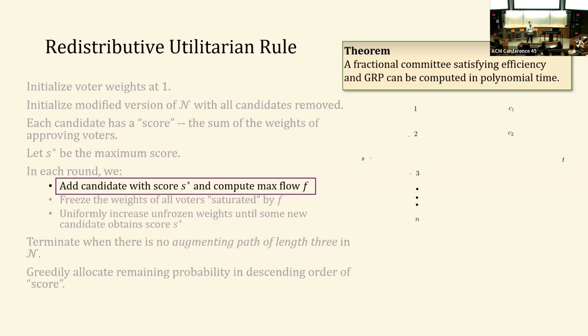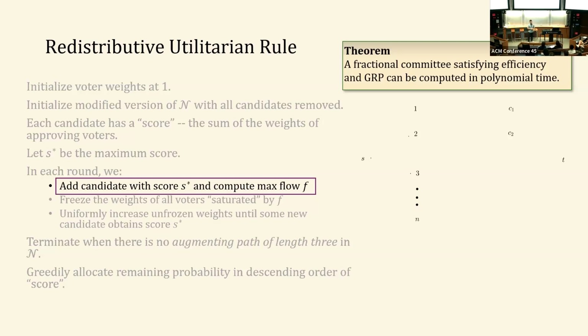Yes, so it's just the sum of the weights of any voter who approves of that candidate. Yeah, and those weights are dynamic, so their scores are changing. But once a candidate is added, their score will then be fixed at S star essentially, once they're added to the network, because all the people who approve them will have their weights frozen. Or actually, that's not true, sorry. But we kind of work out the kinks when that's not the case, yeah.